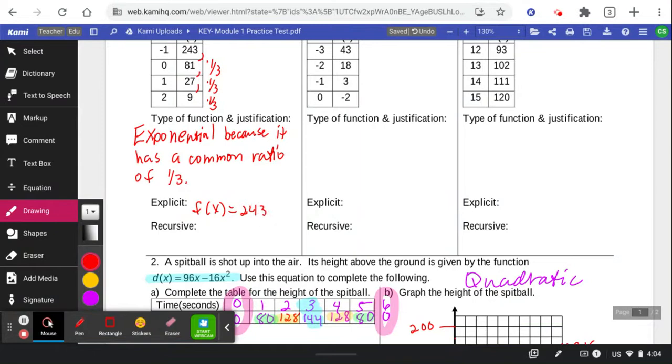Begins with 243 times 1/3 to the power of x plus 1, because it's x minus a -1. Recursive goes f of -1 equals 243. f of x equals f of x minus 1 times 1/3.